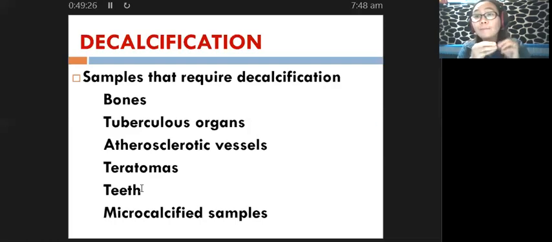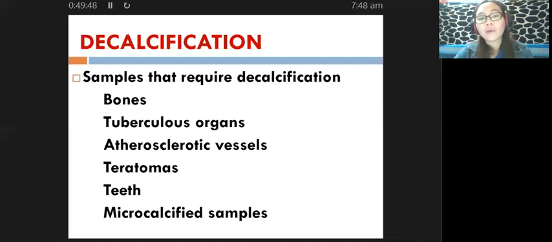Kasi at least malambot na sila. Okay? So the hardness of your teeth samples have been reduced already. So it makes it easier to cut your teeth samples pag malambot, if they become softer, or if their hardness is reduced.